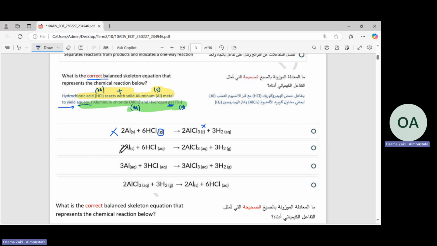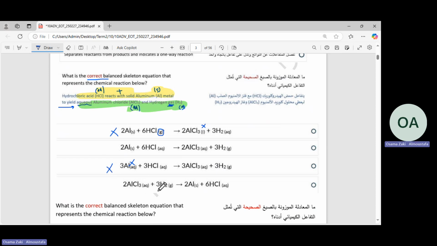Let's move to the next option. Al solid, yes. HCl aqueous, yes. Produces AlCl3 aqueous, yes, and gas, this is correct gas, yes. Maybe this is correct, so let's check the other options. Al aqueous, no, Al is solid, so this is not correct and we can cancel it. AlCl3 is aqueous, that's correct, but HCl is aqueous, so because of this, this is not a correct answer.